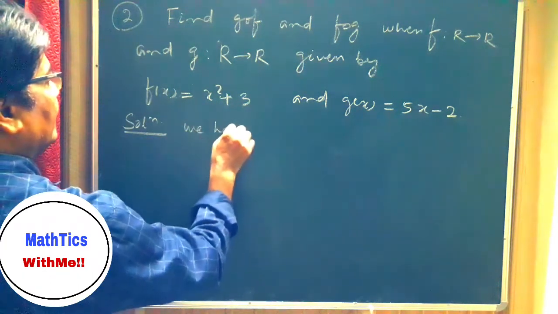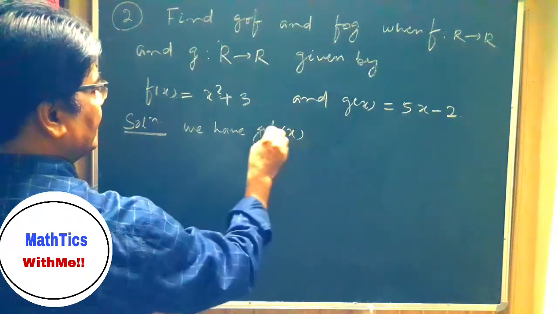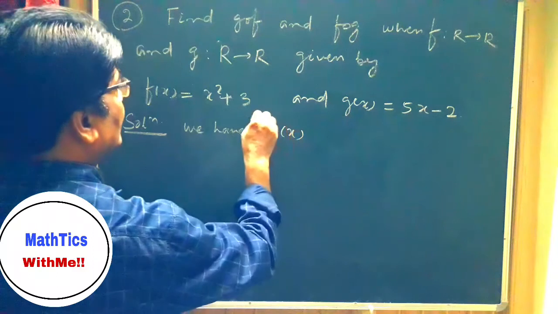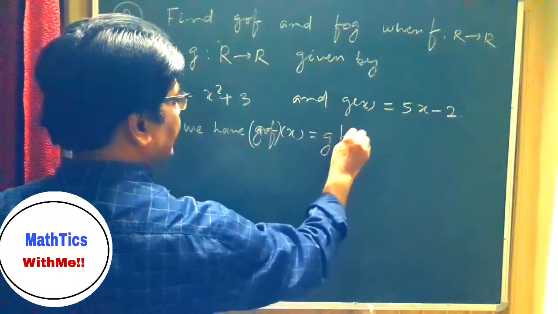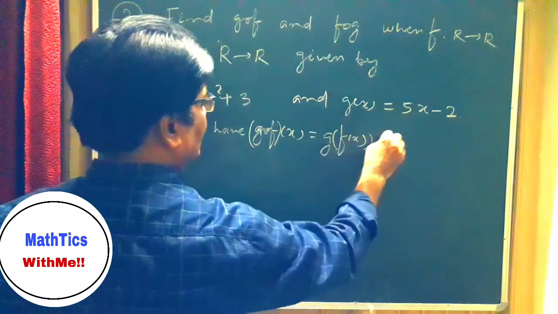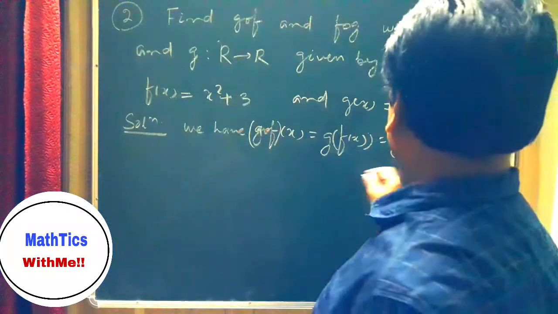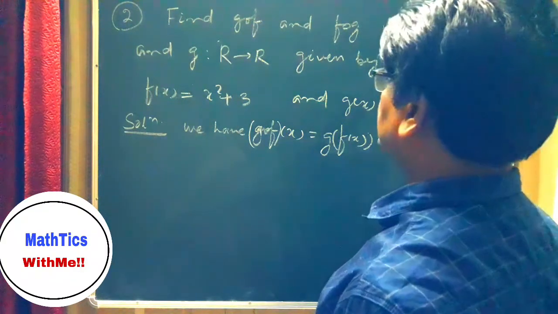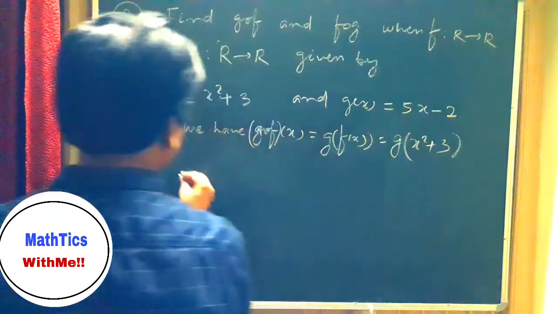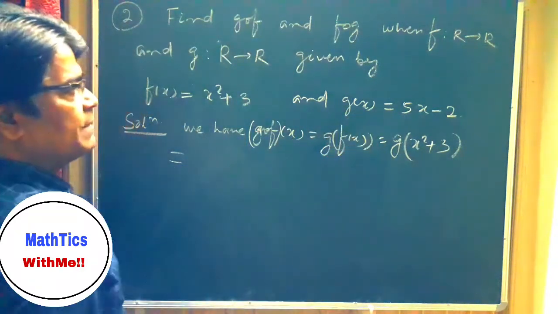We have g of f of x, which is equal to g(f(x)). What is the value of f(x)? Here f(x) is equal to x² + 3. So g(x) becomes 5x − 2.